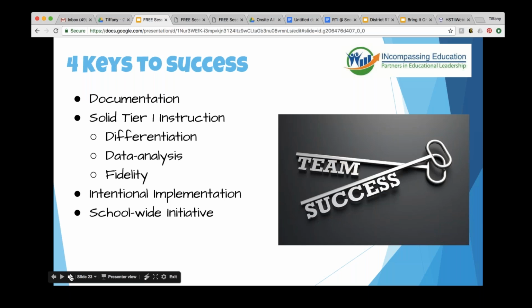Some keys to success: you want to make sure that you have documented every single thing, down to even the smallest detail. Something else to keep in mind is that with solid Tier 1 instruction, you need to make sure that you're differentiating your instruction, that you are conducting a data analysis of all of the data that you have collected, as well as implementing your curriculum components and your plan with fidelity. Intentional implementation is key. You cannot fly by the seat of your pants when it comes to implementing RTI. And again, remember that this is a school-wide initiative. Everyone's on board, all hands on deck, moving towards the same goal.